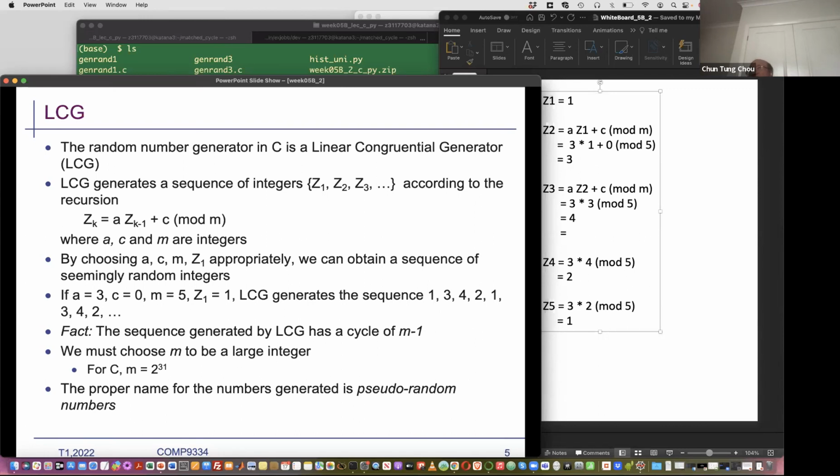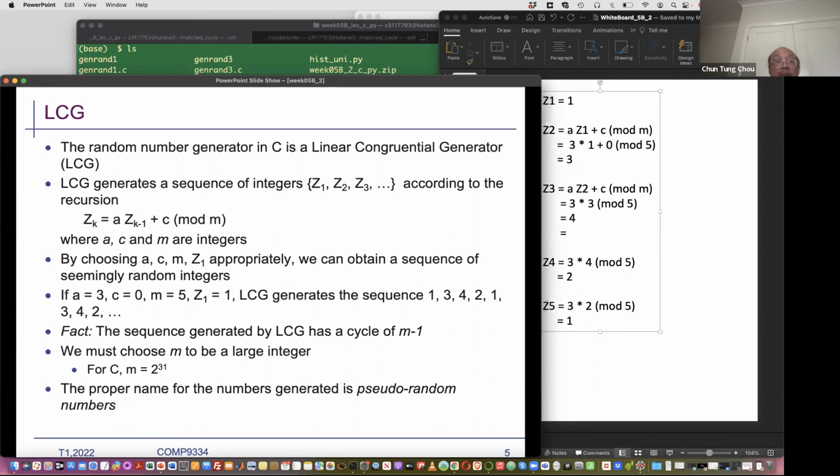Now, certainly you don't want the random numbers to be repeating. So what it means is you need to choose m to be a very large number. In C, m is 2 to the power 31, which is quite big. And if you use a large m, the cycles will only repeat after a lot of numbers have been generated. So that's why you will see that the numbers are pretty much random, because you're only looking at a small section of it.